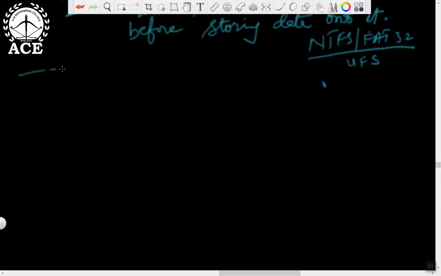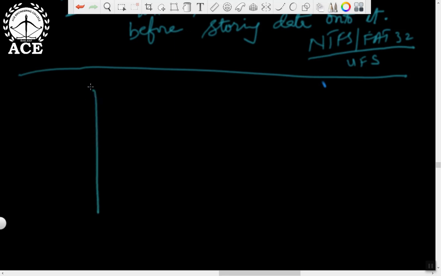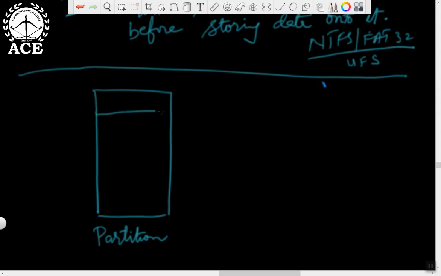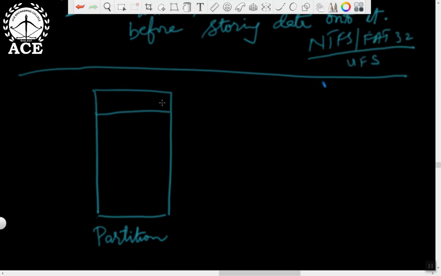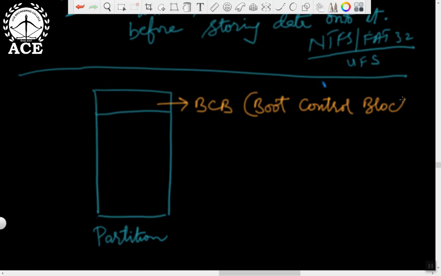Now I'm going to show you what exactly is going to happen when we format a disk with any file system. Say for example, this is my partition. This is our partition. Okay. So the first data structure that gets created when I format the disk with any partition is this. The first block that gets created is called BCB. You have to remember this. I will write full form of it. Boot control block. Boot control block.